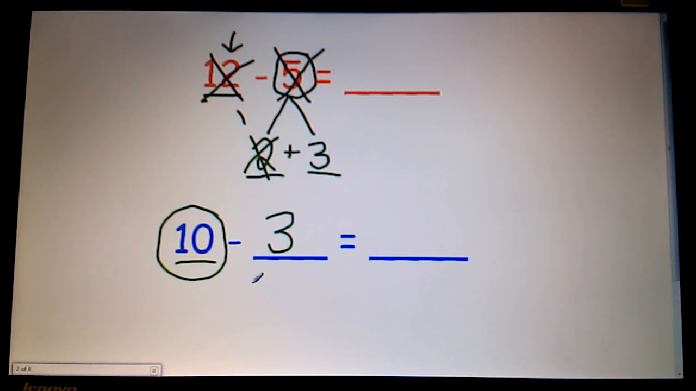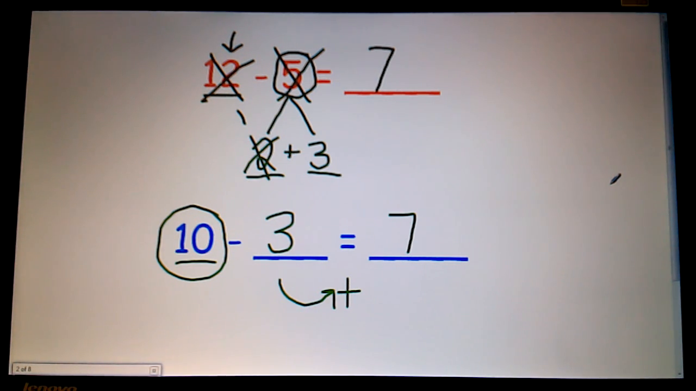10 minus 3. That could be tricky for some students, but please prompt them that they know 3's partner to 10. And I know that that is 7. Think of this as an addition sentence. 3 plus how many more is going to give you 10? And that is 7. And I should always write my answer in both places.